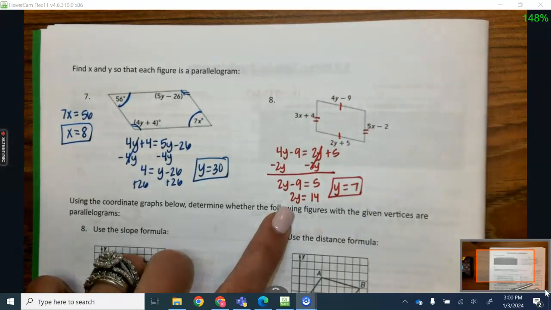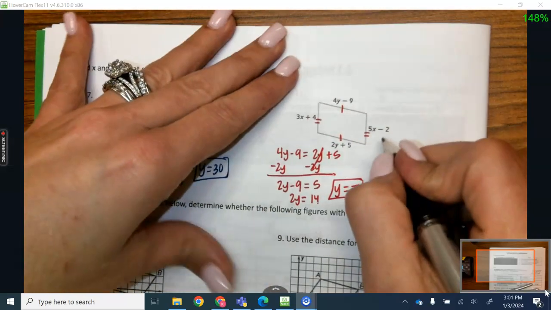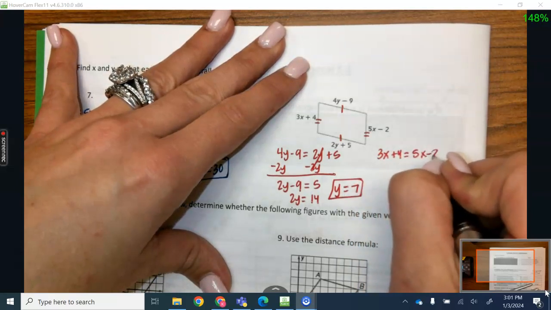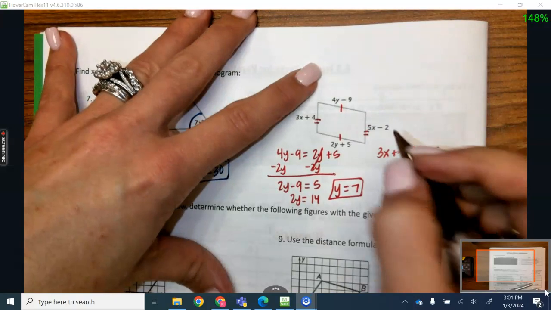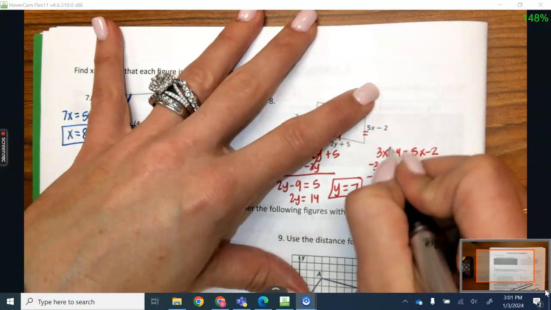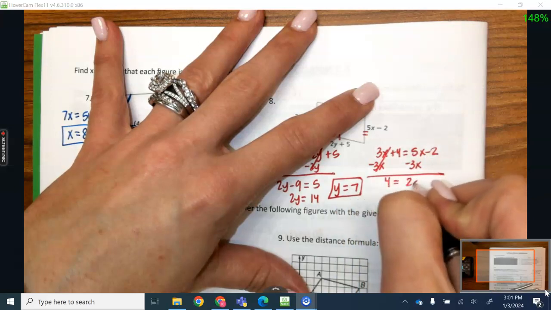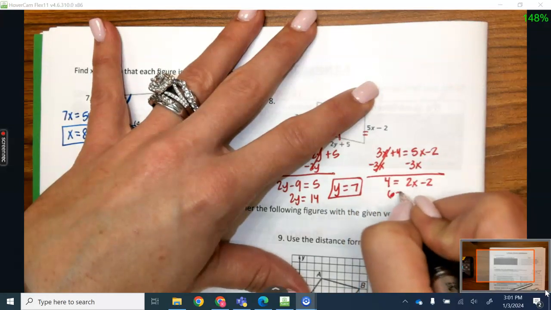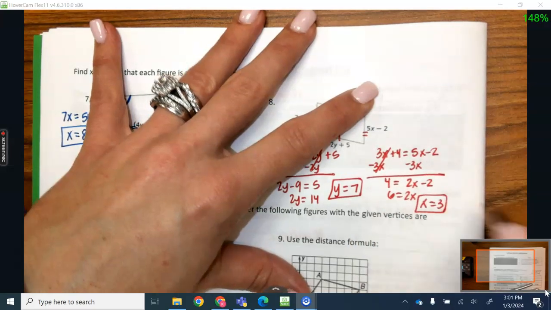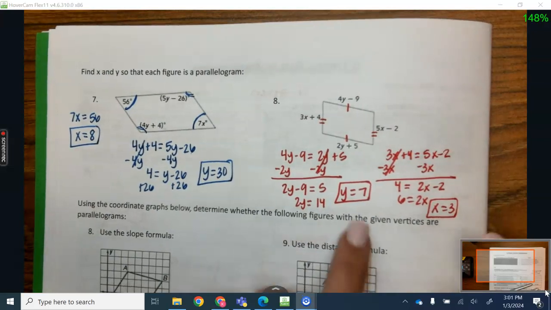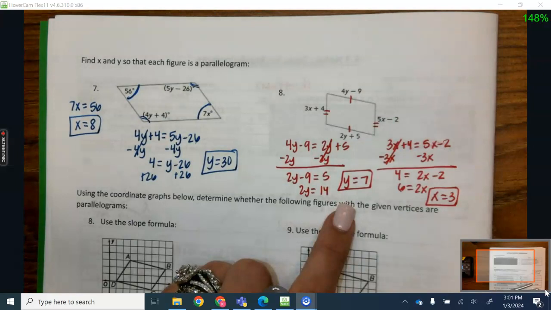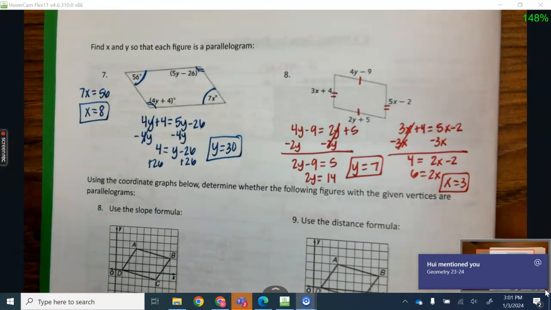Same thing over here. Set these two opposite sides equal. 3x plus 4 is equal to 5x minus 2. Get your variable on one side, so minus 3x. 4 is equal to 2x minus 2, add over 2, 6 is equal to 2x, divide by 2, x should equal 3. So again, these are the only two x and y values that would prove this figure to be a parallelogram.